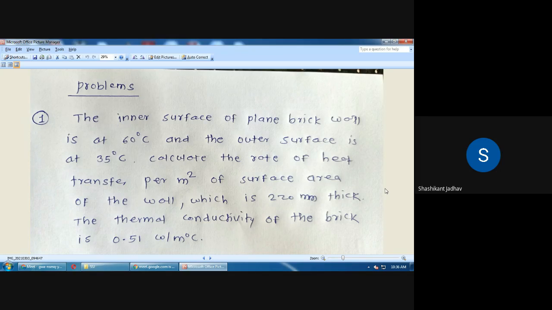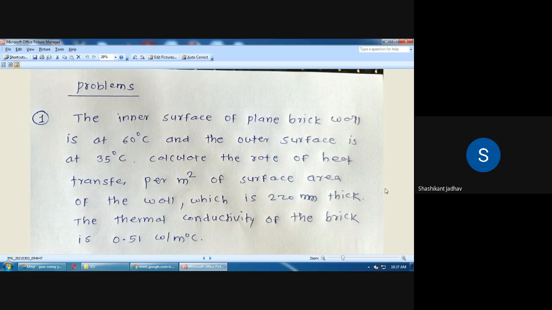which is 220 mm thick. The thermal conductivity of the brick is 0.51 watt per meter degree Celsius.